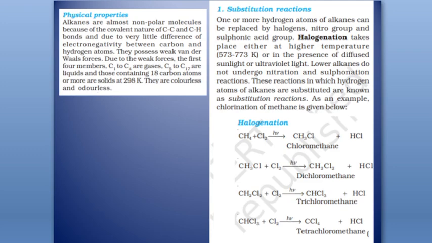Physical properties of alkanes. Alkanes are almost non-polar molecules because of the covalent nature of the C-C and C-H bonds. Due to the very little difference of electronegativity between carbon and hydrogen atoms, they possess weak van der Waals forces. Due to the weak forces, the first four members C1 to C4 are gaseous and C5 to C17 are liquids, and those containing 18 carbon atoms or more are solids, gummy solids. They are colorless and odorless.